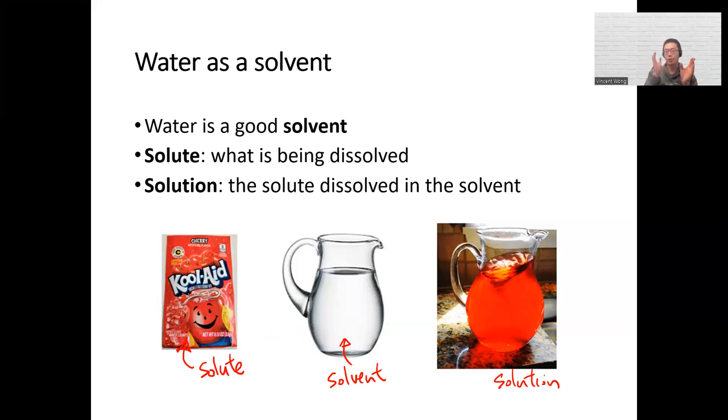So in the body, your blood is mostly water, and it's acting as a good solvent for many things: your electrolytes, your sodium, your potassium, your proteins. All those things are dissolved in your blood, in the water. So solute plus solvent equals solution.